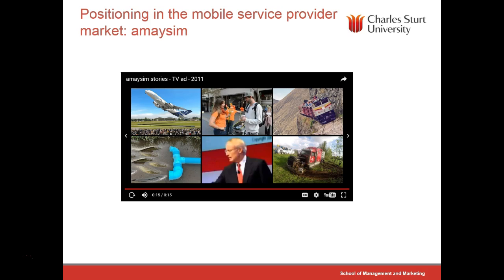Okay, you can also see that at the end there, some of the approaches or distribution outlets they've used. So that's clearly a positioning based on functional benefits and something, I guess, also to do with the user experience.